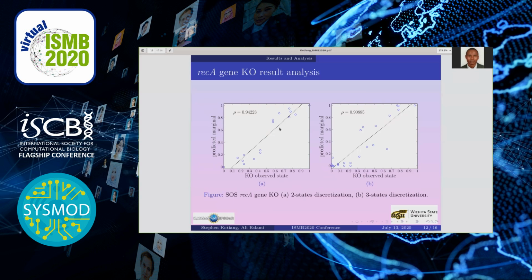We then modified our model and applied the inference algorithm to estimate the steady states. Figures A and B show the correlation plots of the SOS response network for both 2 and 3 states discretization levels respectively. Here too, we see a correlation of more than 0.9.